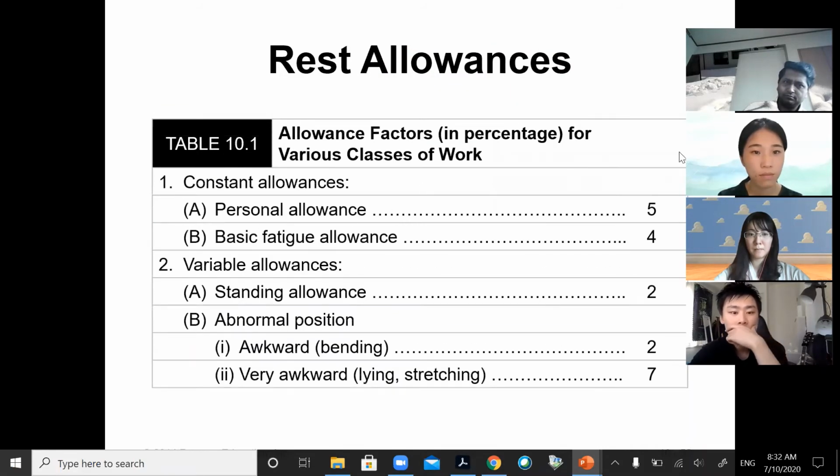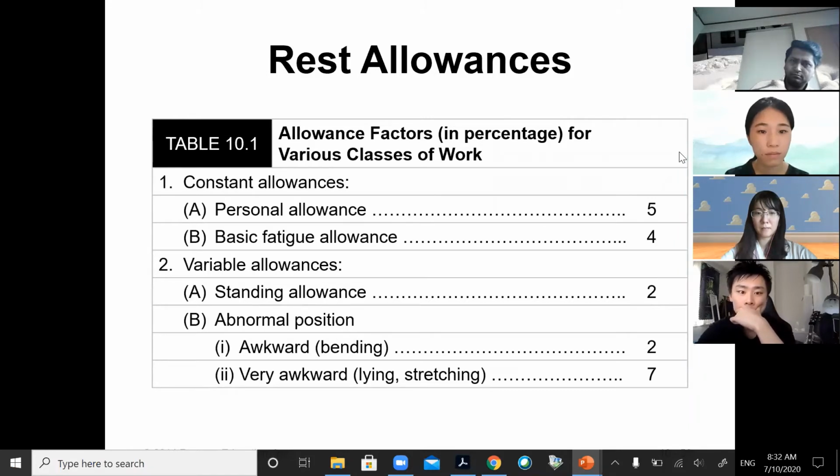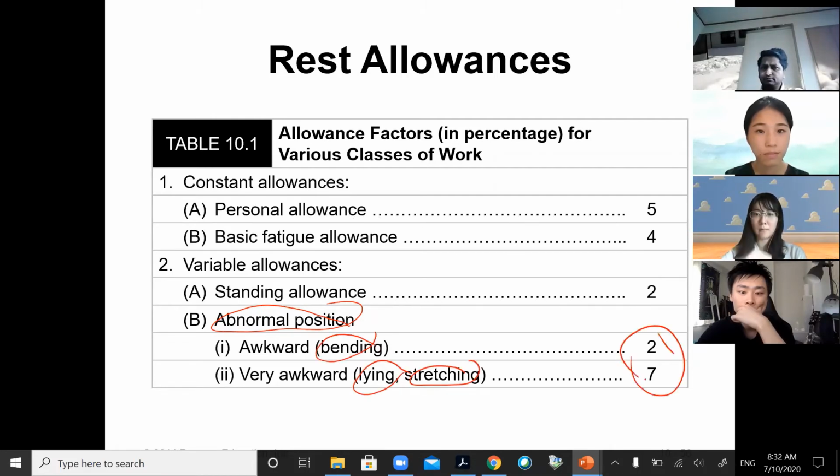So for example, this is allowance factors for various classes of work, constant allowances for personal allowances, basic. This is in terms of percentage. How many percent? 5%, 2%. For example, if the work is always in an abnormal position, that means a very difficult position, bending, lying, stretching, you give some percentage of allowance. What it does is you add it to the normal time. Basically, 1 minus the allowance factor. We'll see an example after this.